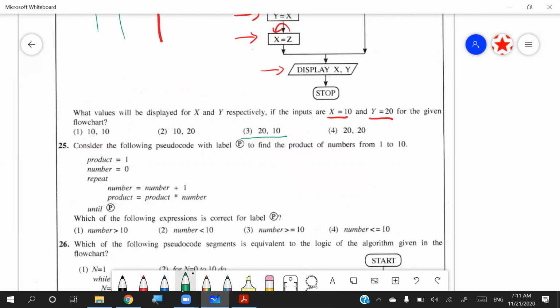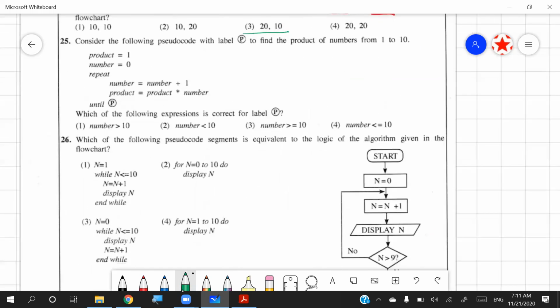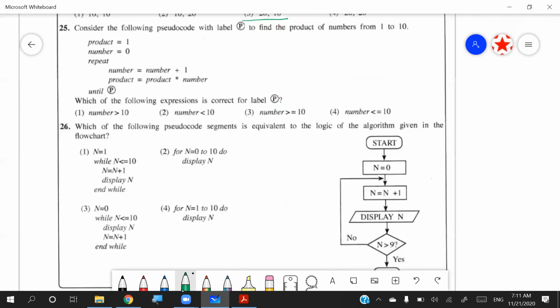Right. Moving forward, 25th. Consider the following pseudocode labelled P to find the product of numbers from 1 to 10. Now, in this particular question, you don't have to think about the algorithm or the way it happens, right? Where you need to worry is the place where the condition comes.